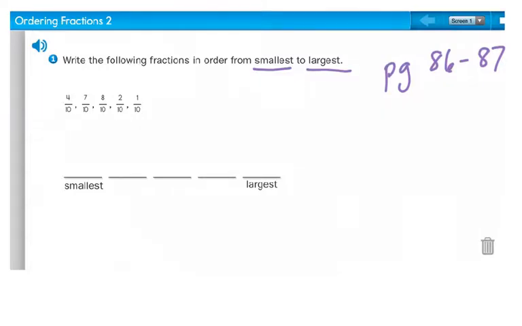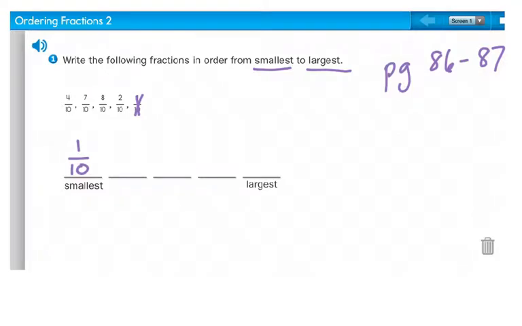So imagine that someone wasn't very hungry and they ordered a pizza. They just wanted a little bit. Which would give them the least amount of pizza? 4 out of 10 slices, 7 out of 10, 8 out of 10, 2 out of 10, or 1 out of 10? Would you please put the smallest on the first line, which should be 1/10, or we can say 1 out of 10. Then cross that one off.